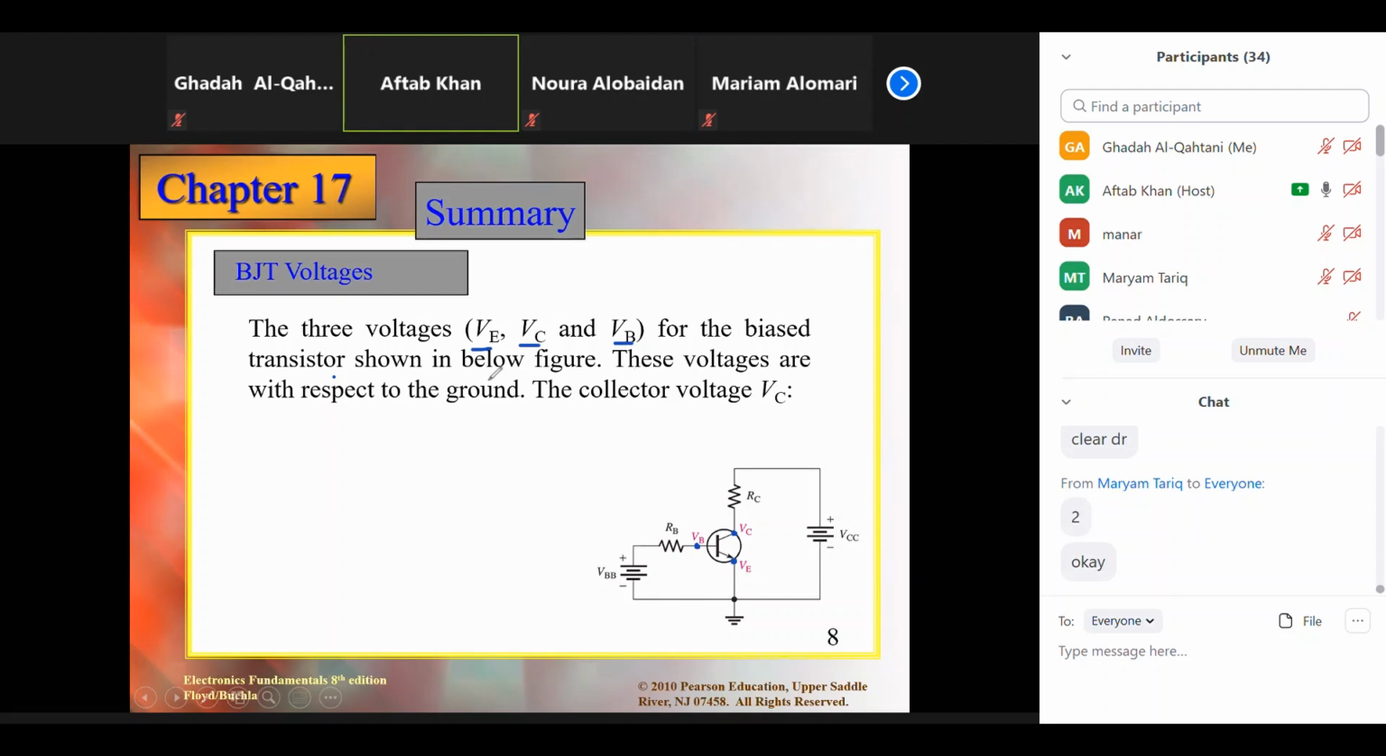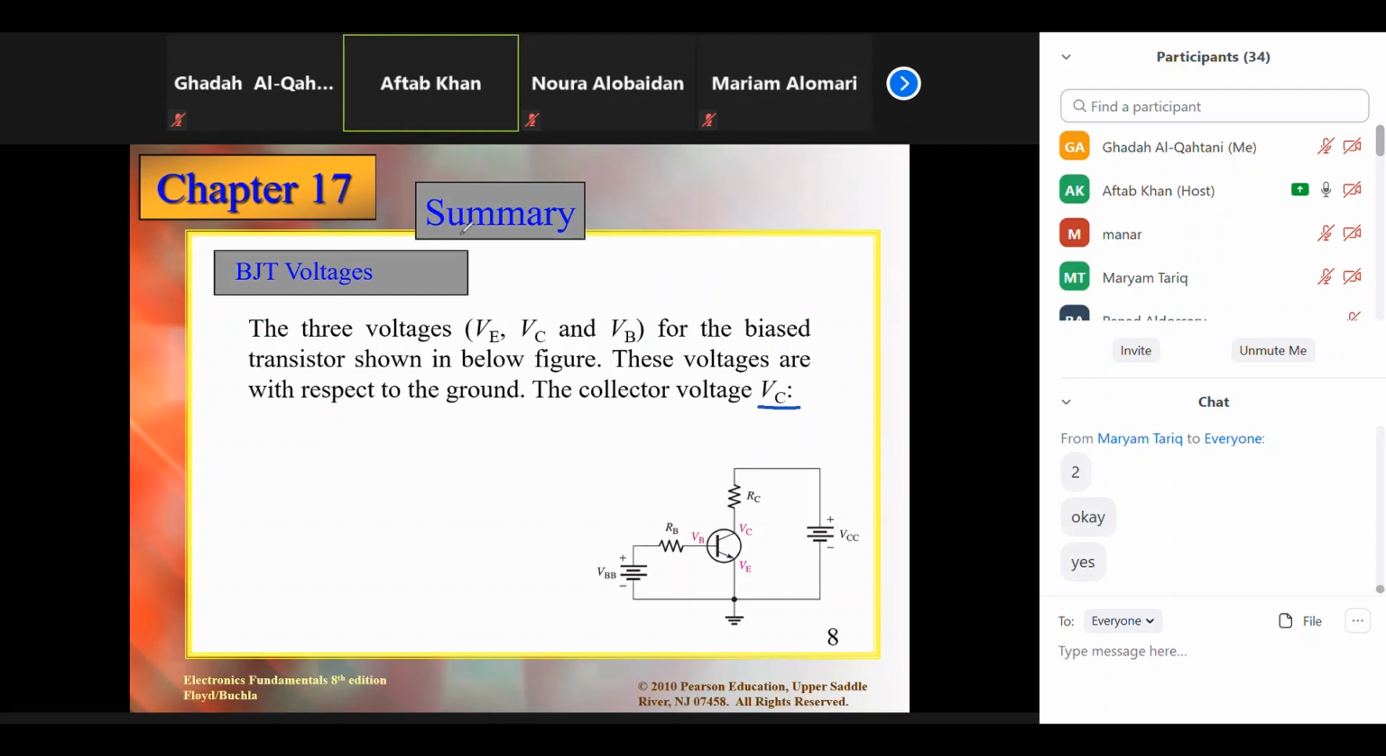These voltages are with respect to ground, because you can see there is a single letter. If you remember, I told you when we write something like VA, it means the voltage at point A with respect to ground, because voltage is always a difference between two points. So when we have only one point, the other is by default ground. Do you remember that point? So when I say VE, I mean the voltage between point E and ground. When I say VC, the voltage between point C and ground. When I say VB, the voltage between B and ground.